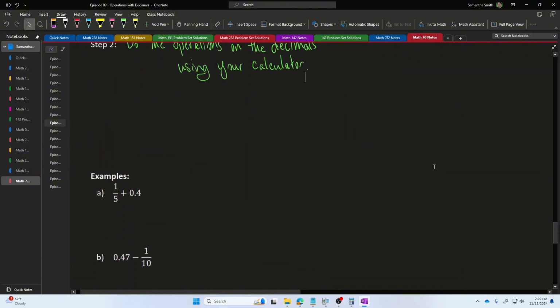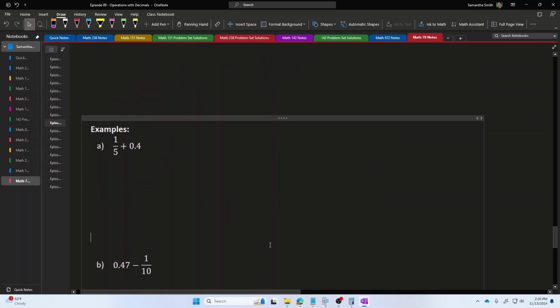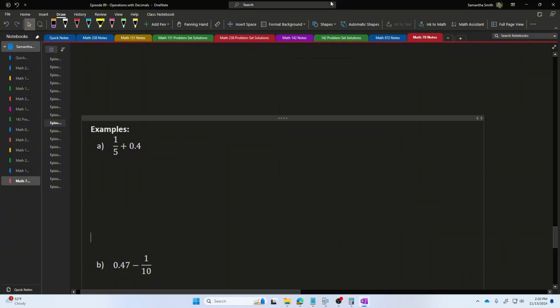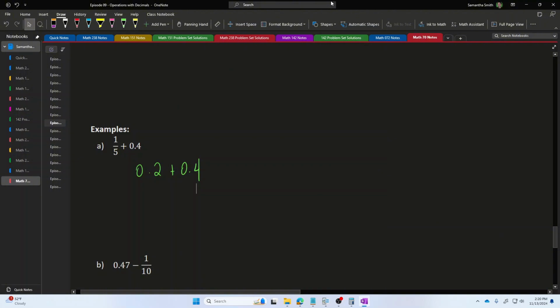So, for example, if someone asked me, what is 1/5 plus 0.4? The first thing I'm going to do is convert 1/5 to a decimal so that all the numbers are of the same type in the problem. To do that conversion, I'm just going to take 1 divided by 5, and that gives me 0.2. Once I've converted 1/5 to a decimal, I can add 0.2 to 0.4 using my calculator, and I get the answer 0.6.